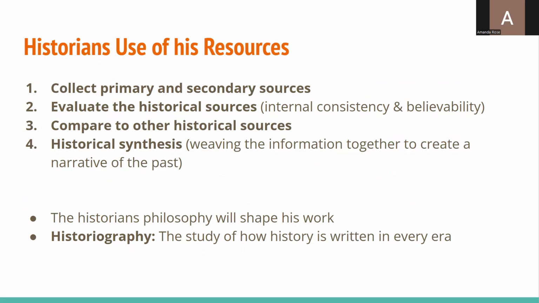So we need to look at how historians use these resources. Well, first they collect them, and then they're going to evaluate their historical resources. So they examine a given record for its internal consistency and believability. Then they compare the record to others that are similar to it. What they're doing when they compare is examining their points of agreement and disagreement. And once they know where the strengths and weaknesses of what's available to them are, the historian is ready for the next step, which we call historical synthesis.